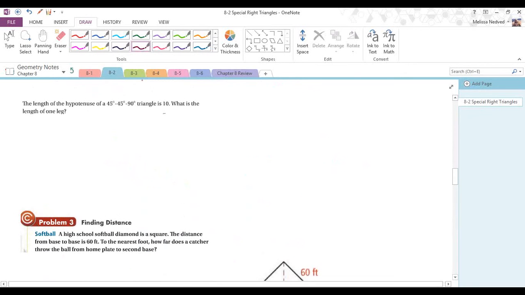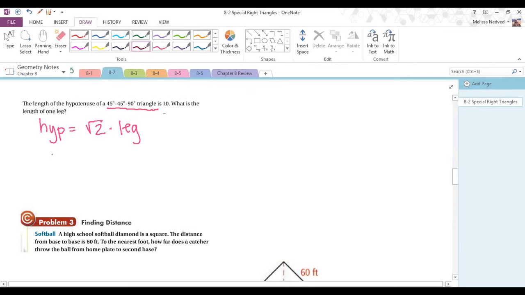All right, let's try one more. The length of the hypotenuse of a 45, 45, 90 triangle is 10. What is the length of one leg? So I'm told it's a 45, 45, 90, so again, the same thing I've done each time, start with this formula that says that my hypotenuse is equal to the square root of 2 times the leg, and then I'm just going to do some substitution.